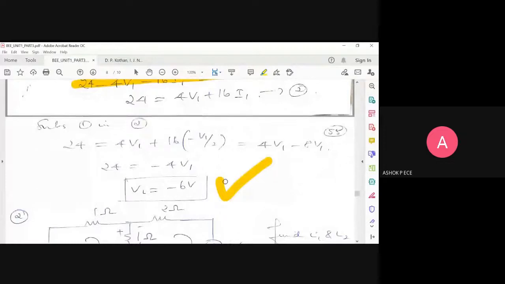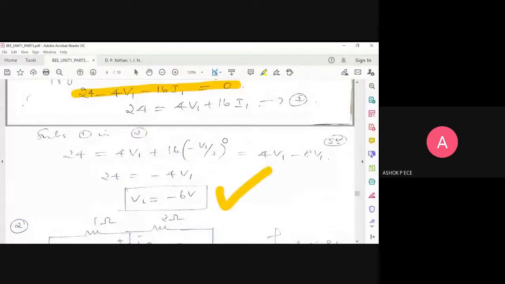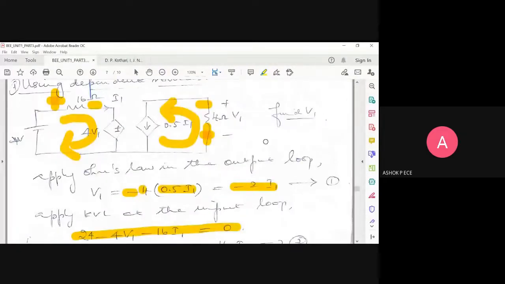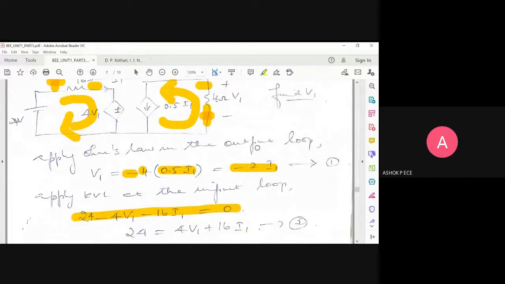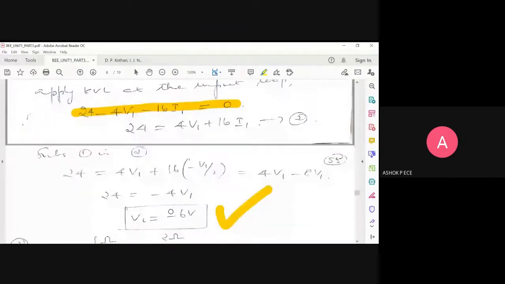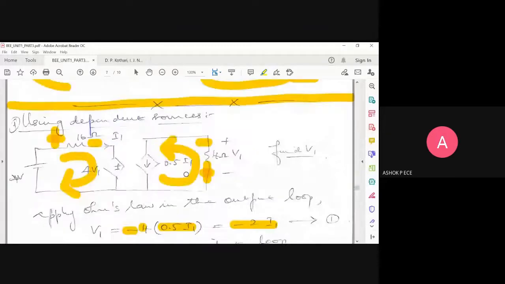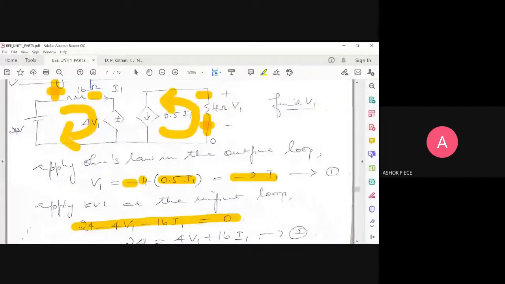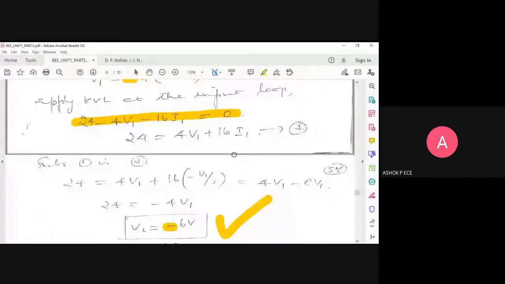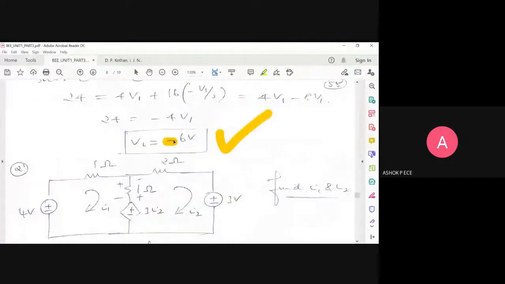As per the polarity they have given, we are getting the answer as minus 6. Minus 6 indicates that the polarity they have given is wrong. Since current is flowing this way, the polarity should be plus below and minus above. Since they have given the polarity wrongly, it is justified by getting the answer with a negative sign. The circuit will easily show you whether what you assumed is correct or wrong by having a minus sign.